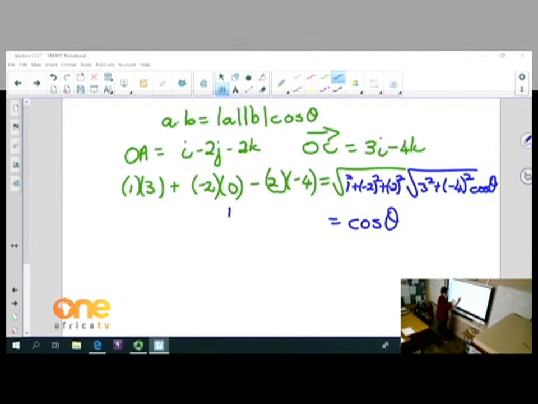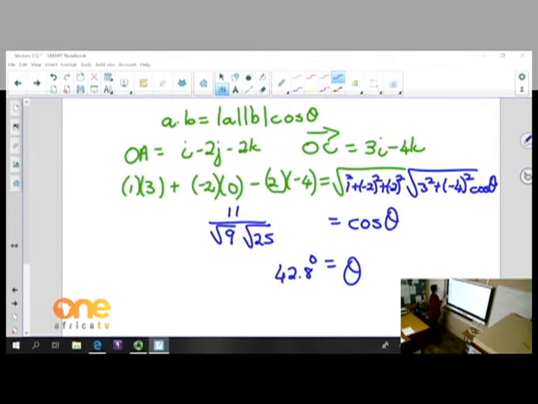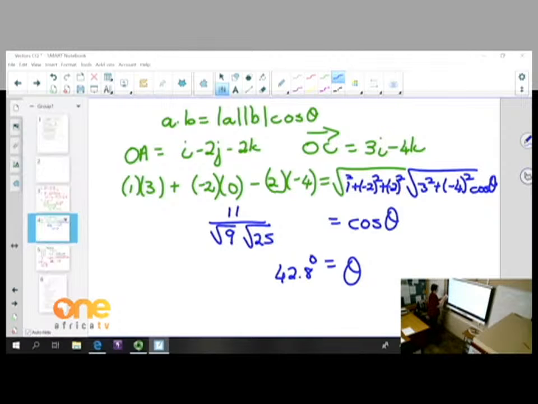So this is 11. The magnitude here is the square root of 9, which is 3. That one is the square root of 25. And now we can just press the calculator, second function cosine, 11 divided by this, and my answer is 42.8 degrees. 42.8 degrees. Right, let's look at question 2.